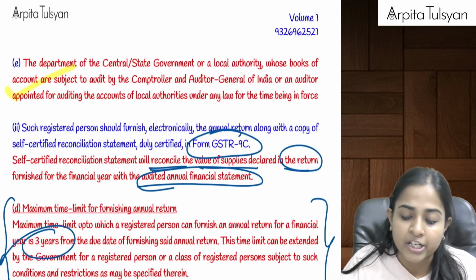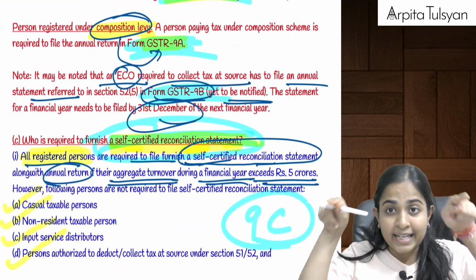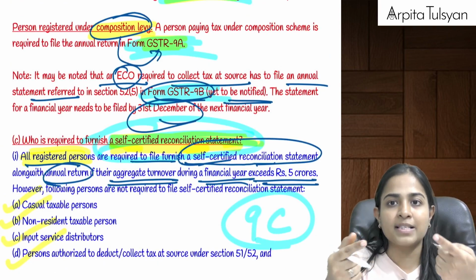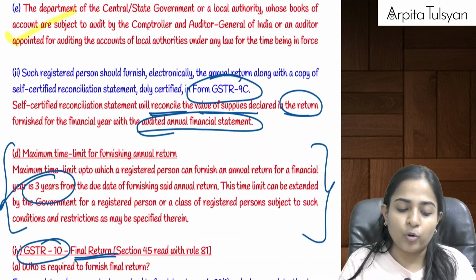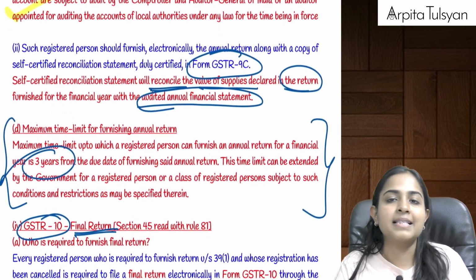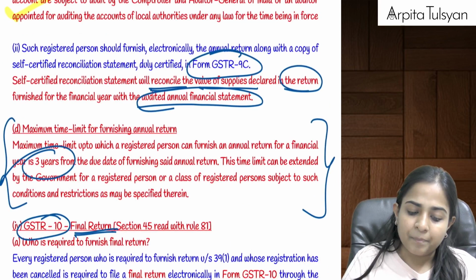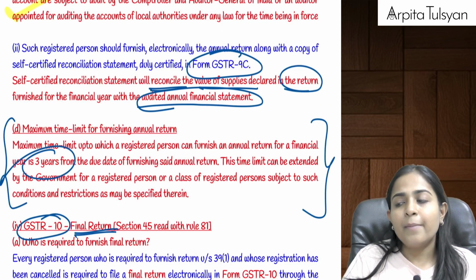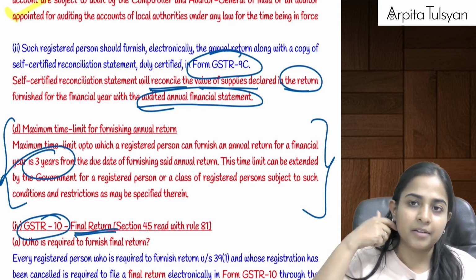required to be furnished only if your aggregate turnover during that relevant financial year for which you are submitting the annual return exceeds 5 crore. Okay, only to big persons this self-certified reconciliation statement is applicable. Are you clear with this? Okay, basically what is going to be shown in this return?